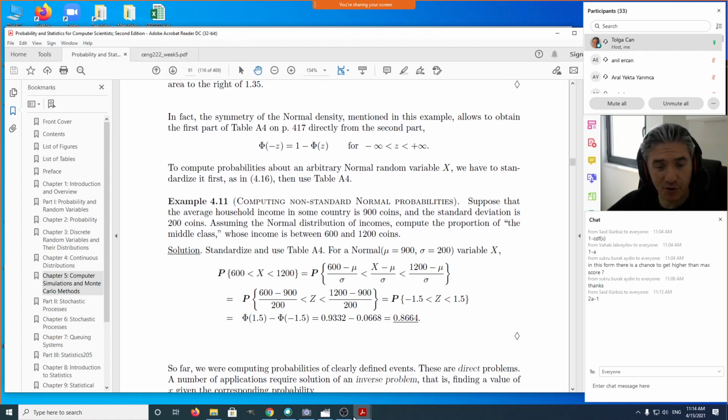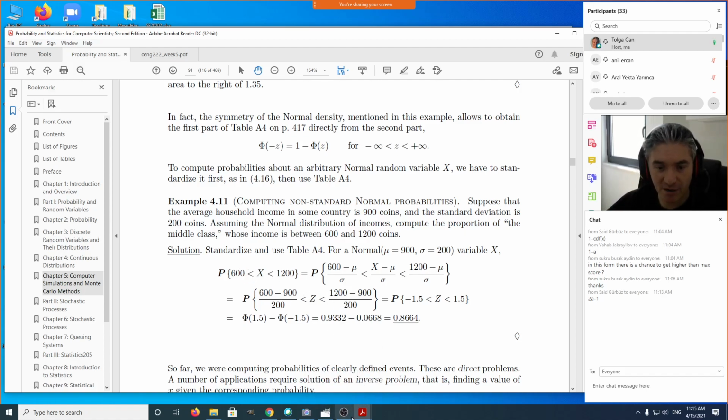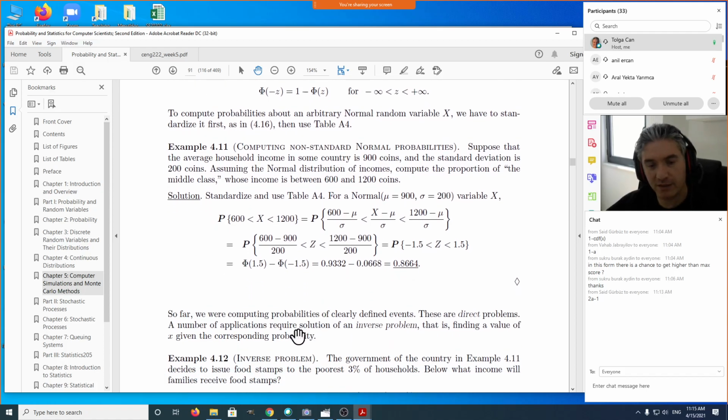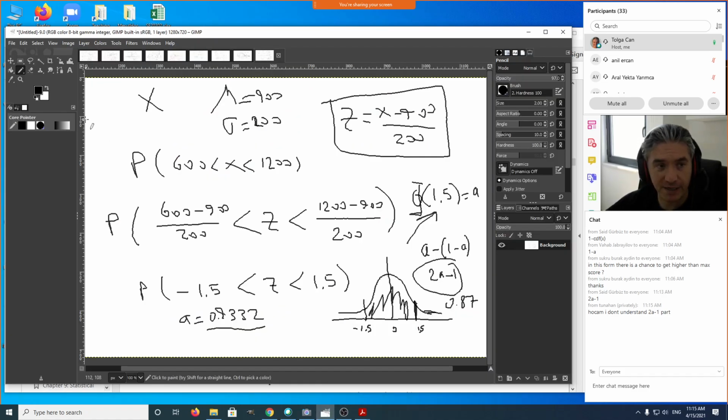Now, let's take a look at the inverse problem, in which this time we're given a proportion and asked what is the z value, or what is the coin value in the same country. Look at this example, 4.12, at the bottom of your screen. The government of the country now decides to issue food stamps to the poorest 3% of the population. Before continuing on with 4.12, let me try to clarify the 2A minus 1 part.